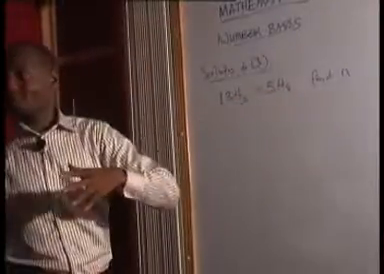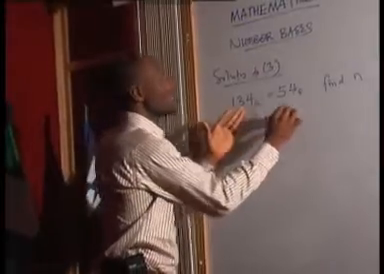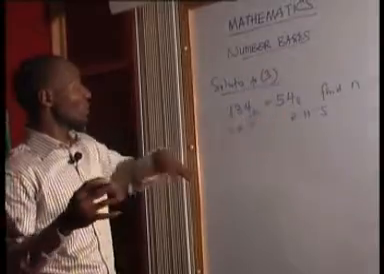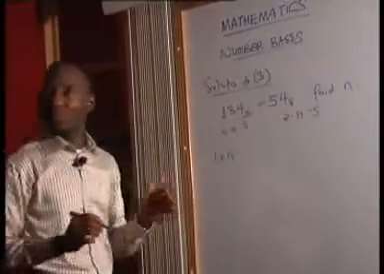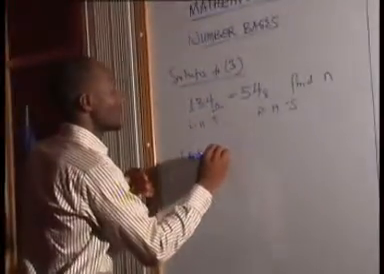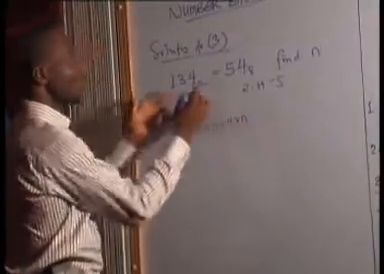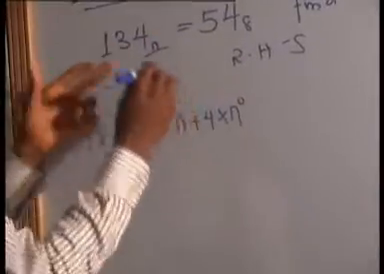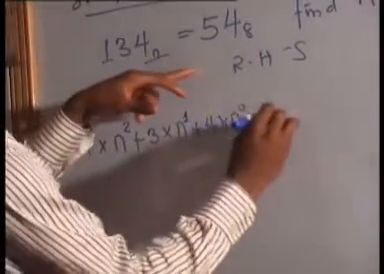54, we know it's base 8. So what do you do? You convert both the left-hand side and the right-hand side to base 10. And now equate them. What do I mean? You see 1 times n, the base is n, plus 3 times n, plus 4 times n. So you start with raised to power 0. Your n is now your root. n raised to power 1, raised to power 2. Equal to 54.